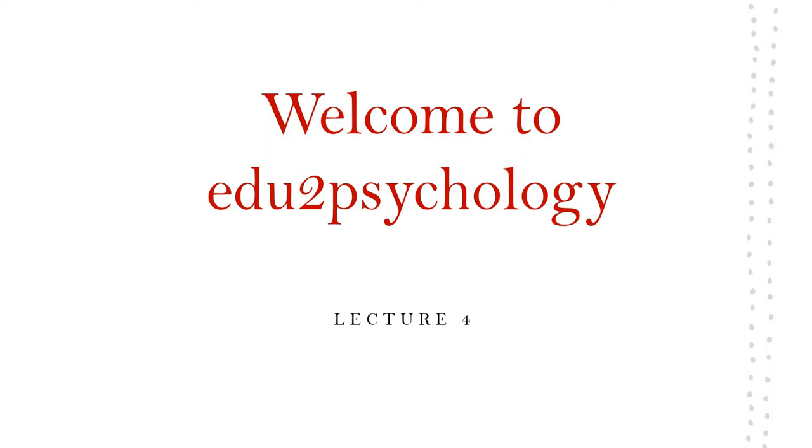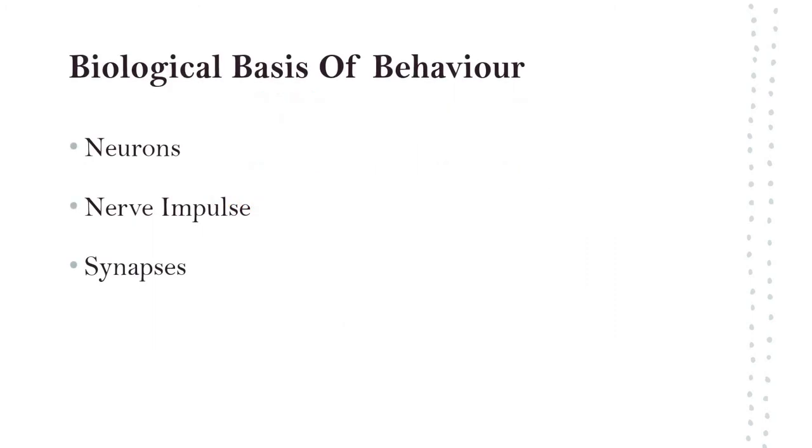In our previous lecture, we covered the evolutionary perspective of human behavior. And in this lecture, we're going to cover the biological basis of behavior. Now, an important difference of our behavior is the biological structure that we have inherited from our ancestors in the form of developed brain and body.